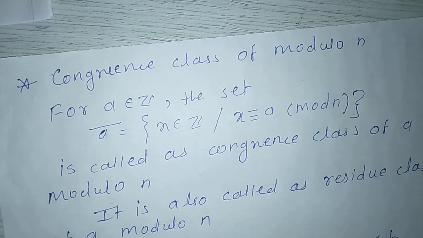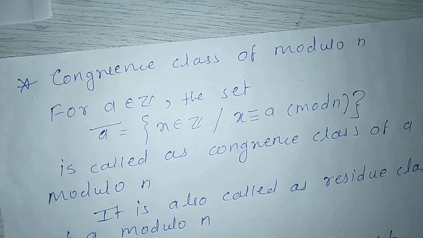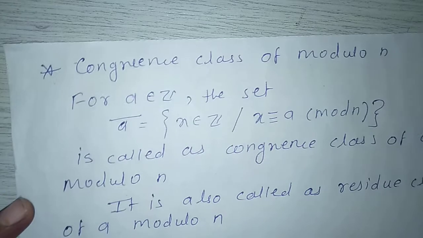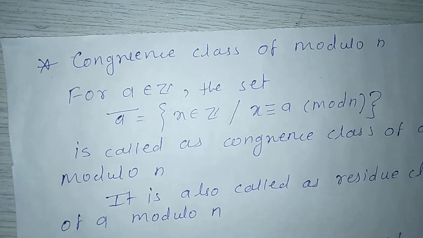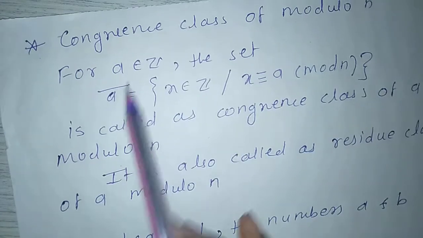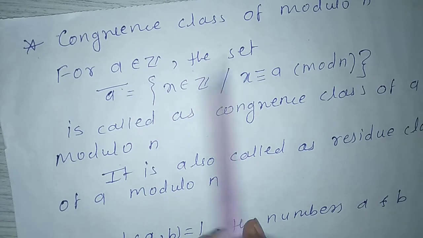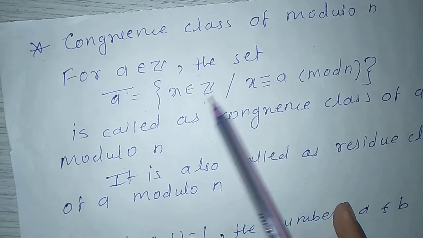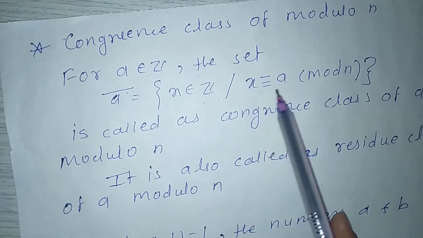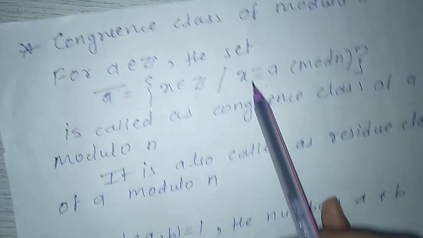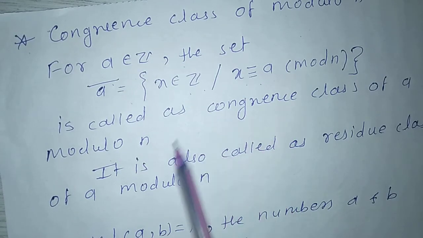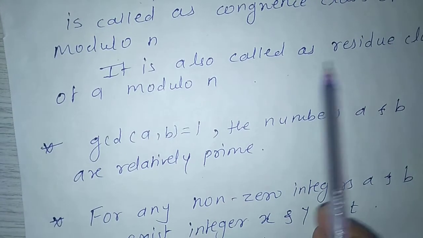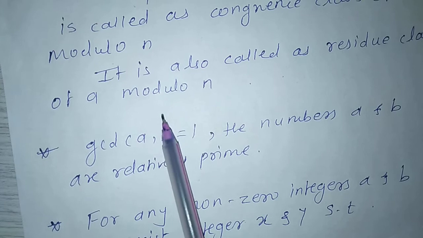Hello students, to see the next point of chapter 2nd, first we will revise some definitions of chapter 1st which are important in the next point of chapter 2nd. We have seen the definition of congruence class of modulo n. For a belongs to Z, this set a bar equal to the set of x belongs to Z such that x is congruent to a modulo n is called as congruence class of a modulo n. It is also called as residue class of a modulo n.